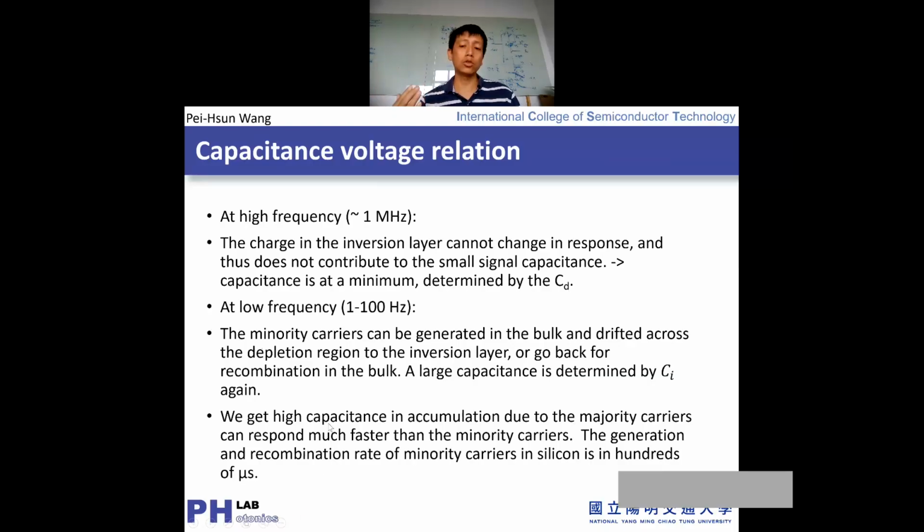And also, do we get a high capacitance in accumulation? Because in accumulation, we modulate the majority carrier instead of the minority carrier. The majority carrier in the p-type region is the hole, so we can modulate the hole really fast, in the megahertz range. But if you consider the minority carriers, the recombination time will be several hundred microseconds. That means you need to operate at a frequency less than 1 kilohertz.